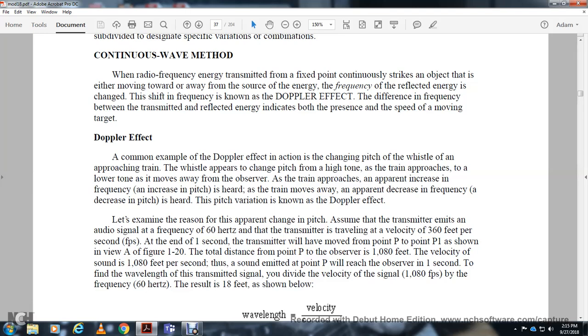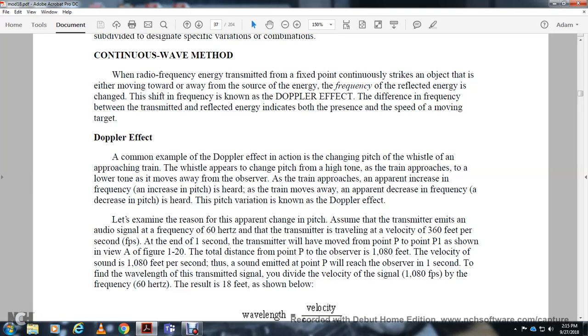Let's explain the reason for the apparent change in pitch. Assume the transmitter emits an audio signal with a frequency of 60 Hz. The transmitter is traveling at a velocity of 360 feet per second. At the end of 1 second, the transmitter has moved from point P to point P1, as shown in figure 1-20, view A. The total distance from point P to the observer is 1,080 feet, and the velocity of sound is 1,080 feet per second.